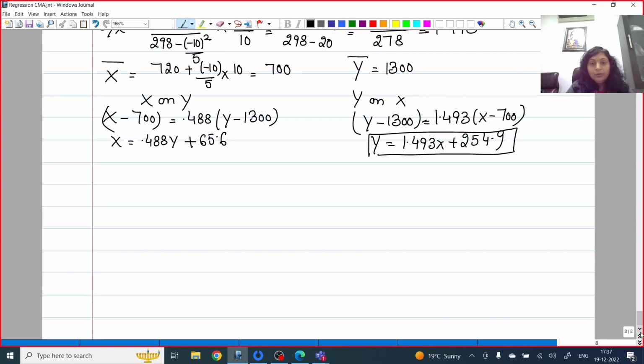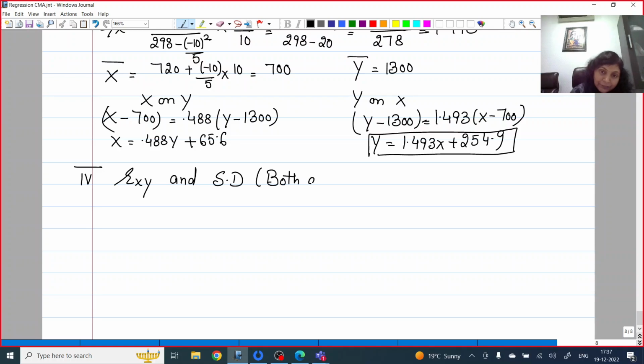Now the fourth method. In correlation we named it the covariance method, but in case of regression we say the fourth method is applied when correlation and standard deviation are both given. So we apply this method in those situations where correlation and standard deviation are both given.